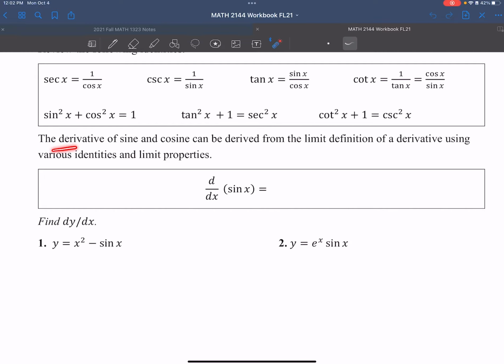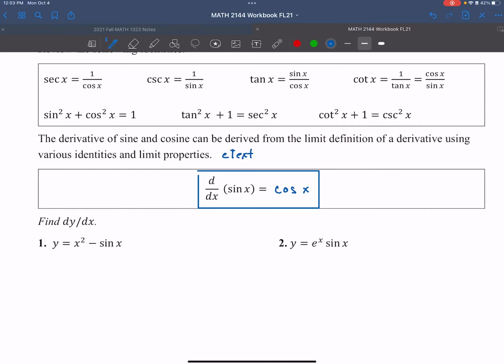The derivative of sine and cosine can be derived from the limit definition of the derivative using various identities and limit properties. You can see the e-text if you are curious about the exact derivation. If you were to go through that, you'll end up with the derivative of sine of x being cosine of x. And again, this right here is the rule. The derivative of sine of x is cosine of x.